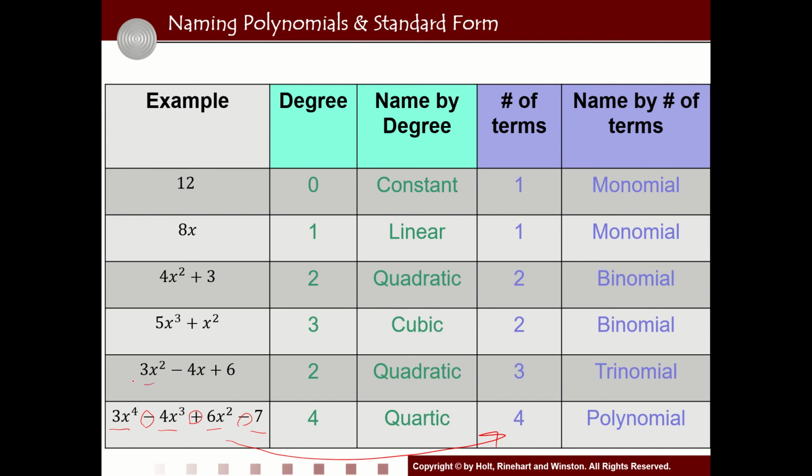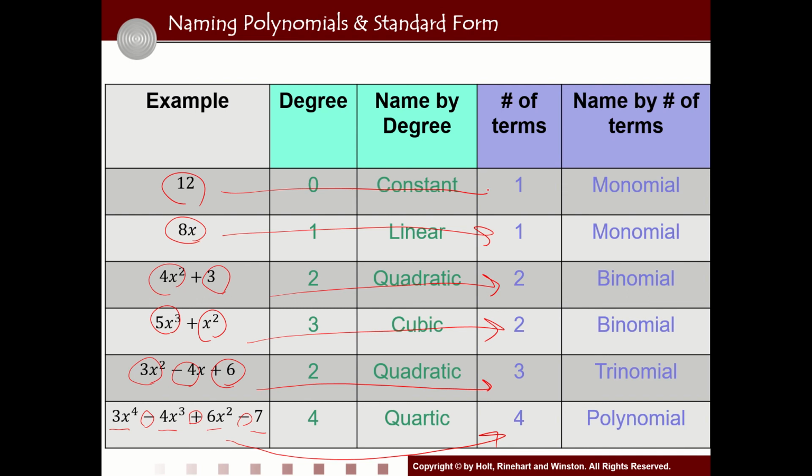So here again, 1, 2, I have 3 terms. Here I've got 1, 2. 1, 2. Here I only have 1, and there I only have 1. So if you look and sort of ignore these pluses and minuses, however many things are left, that's how many terms you have. And based off of the number of terms, we have a name for our polynomials.